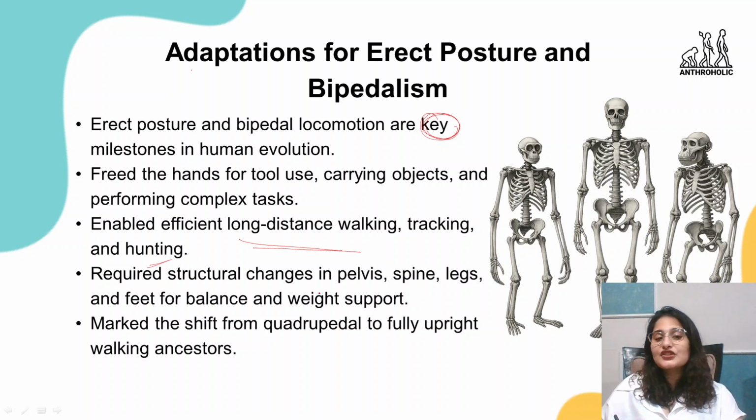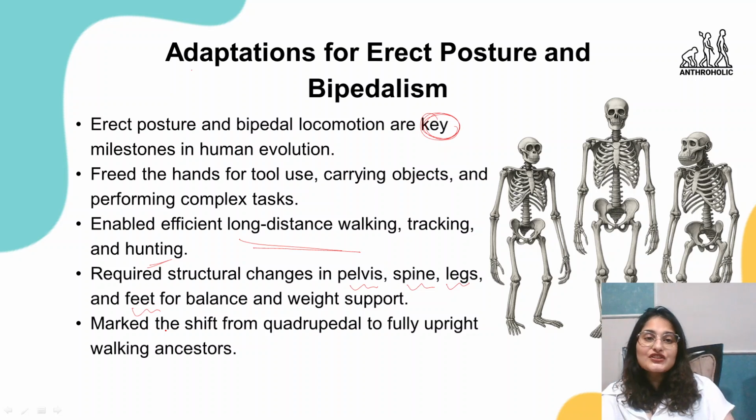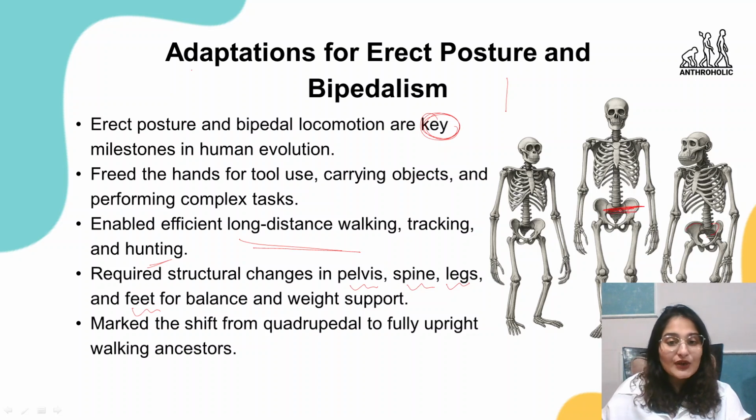Now there were certain structural changes in pelvis, spine, legs and feet which were required for balance. This is a structural change that we had to make. So with evolution, these structural changes came to us where there were changes in the pelvis, in the spine of ours, because the spine had to become straight. The pelvis, you can see, had to become wider. This is a chimpanzee's pelvis. You can see there's a little curve. There's still a curve. Ours is comparatively straighter.